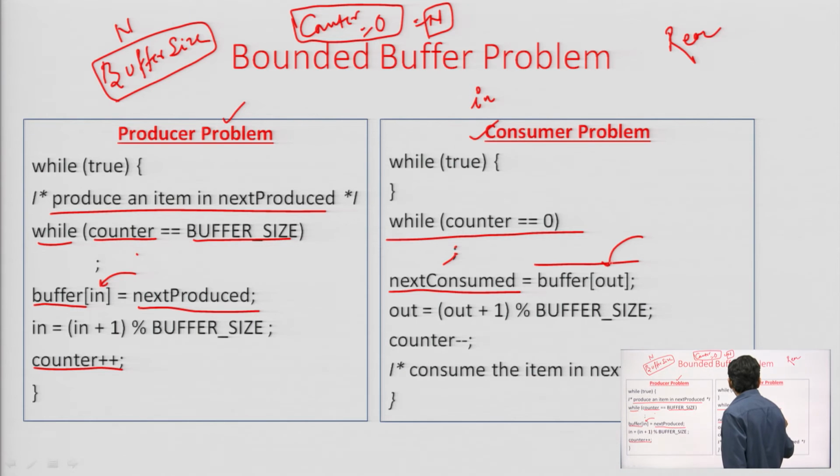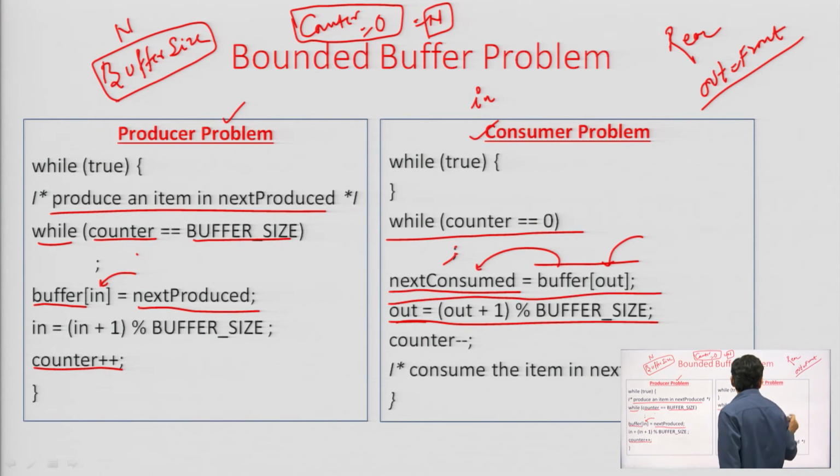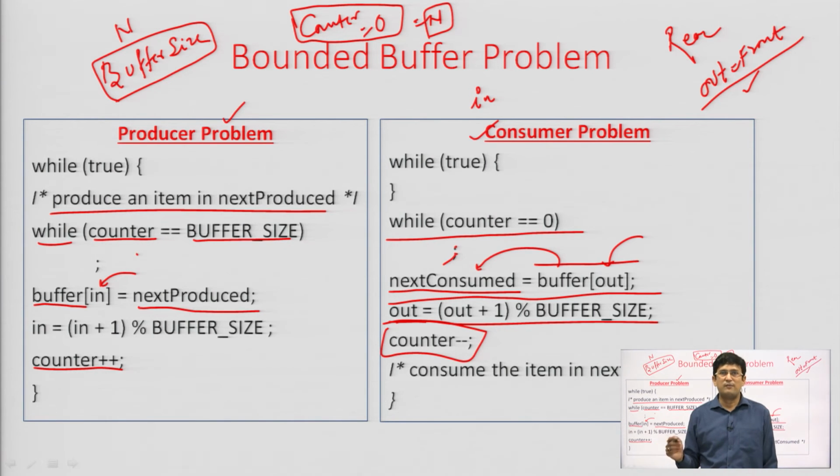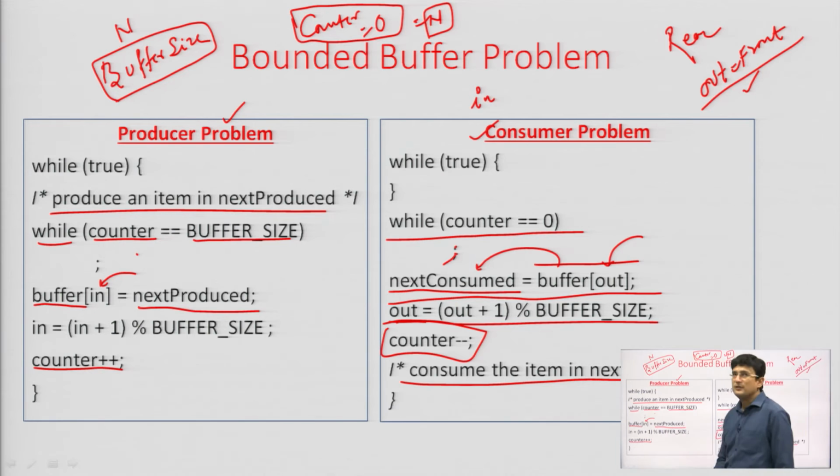the buffer at the out index is taken in some variable, and this item will be consumed actually. After this, out, which can be referred to as the front also, since the item is taken from the front, is incremented by 1, or out is updated. Finally, the counter value is decremented by 1. Since you have consumed an item, the counter will be decremented by 1, and whatever item you have taken in next consumed, this item will be consumed.